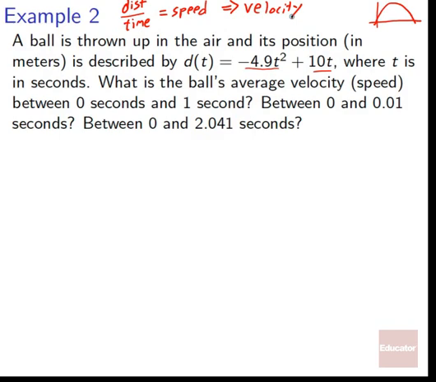All right, so what's the ball's average velocity? So the average velocity is going to be the difference in its height divided by the time that it took to make that difference in height. So we're going to be looking for distance.